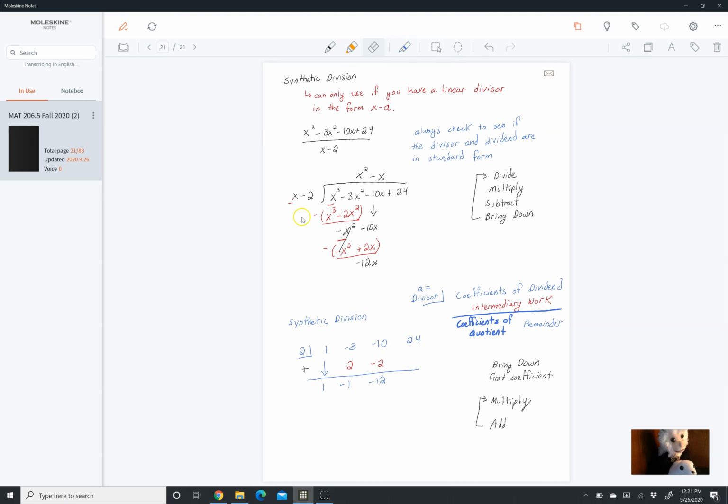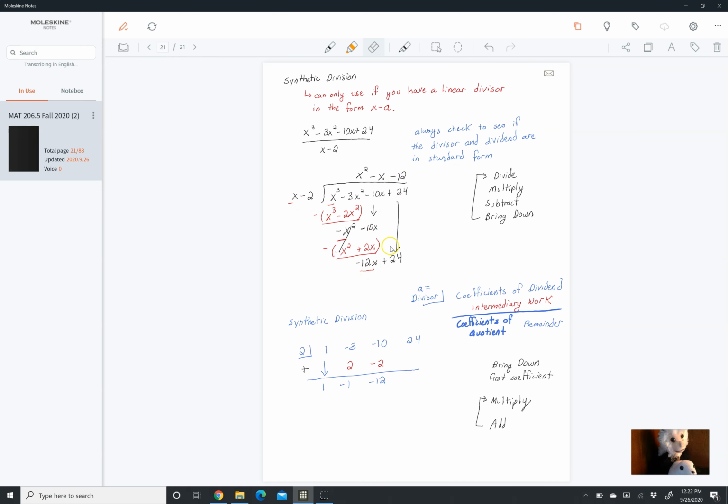So let's keep going. How many times does x go into -12x? So we said x, again, oh, I'm sorry, we forgot to bring down, right? So on top, we have to bring down. On bottom, in the synthetic division, we don't have to worry about that. So x goes into -12x, -12 times. So once again, notice that the coefficients match, okay?